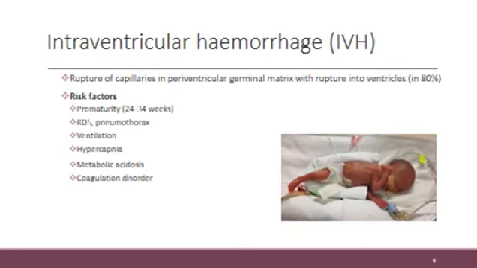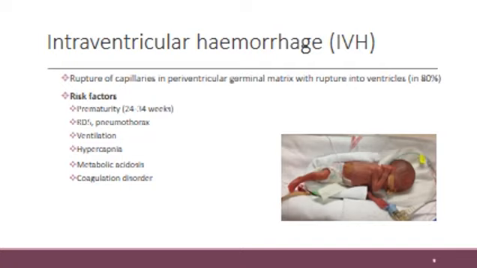Intraventricular hemorrhage is a condition seen in preterm babies, and it is a rupture of capillaries in the periventricular germinal matrix area, which can then rupture into the ventricles. The germinal matrix is present between the 24th and 34th week of gestation, and it is a highly cellular and vascularized area in the brain. It is basically the factory of the brain, as it forms both neurons and later on glial cells that will migrate outwards to form the developing brain.